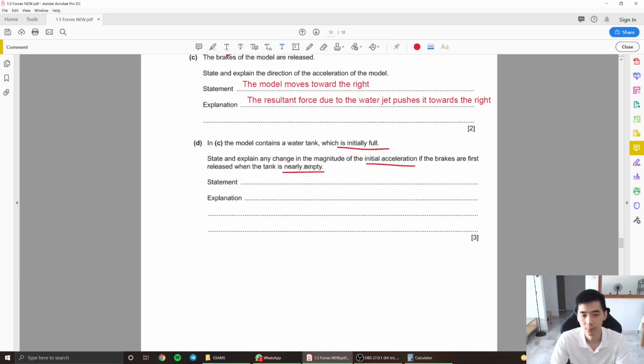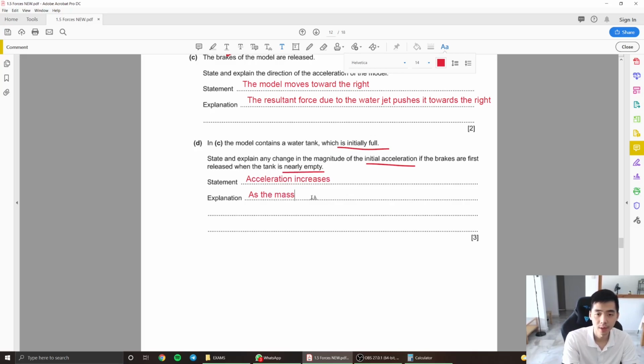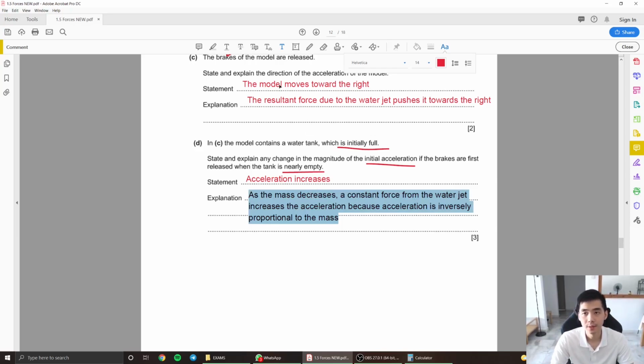So my statement here is obviously, let me erase all this away. My statement here is acceleration increases. Why? Explanation: as the mass decreases, a constant force from the water jet increases the acceleration because acceleration is inversely proportional to the mass. Okay, and this is how you're supposed to answer these kind of questions here.